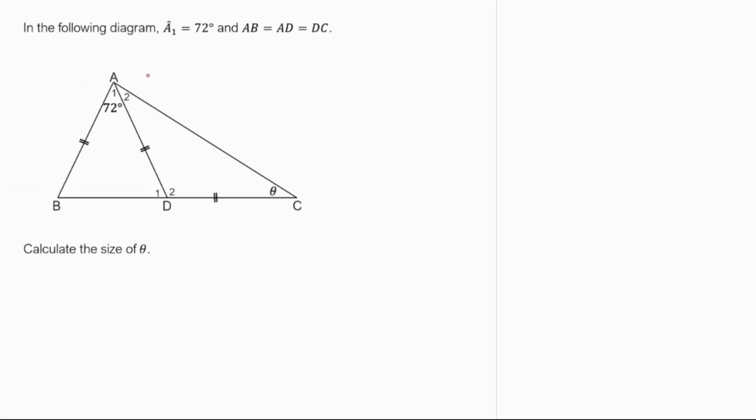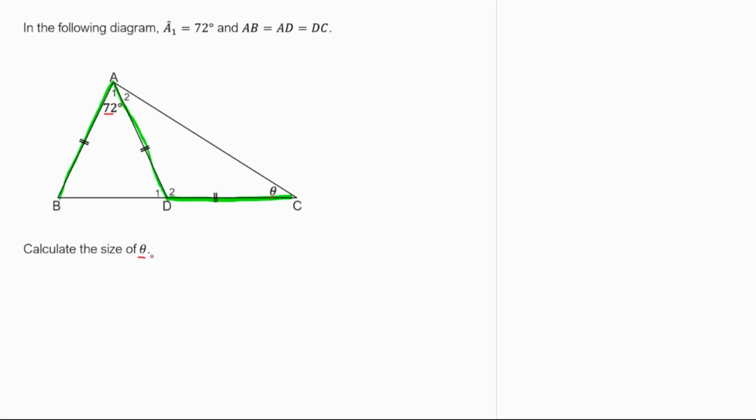Welcome back. Let's do this question. Angle A1 is 72 degrees. AB is equal to AD and equal to DC. So these are the sides that are equal. AB is equal to AD and also equal to DC. Calculate the size of theta. We want the size of this angle theta here.